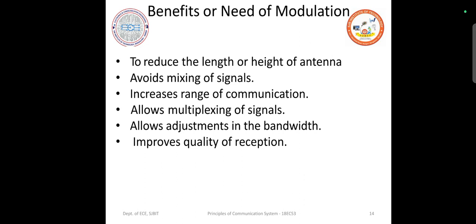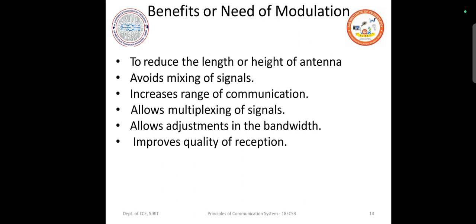because the moment I do a modulation, high frequency obviously comes into picture. High frequency would reduce the antenna height. Second thing is, it avoids mixing of signals. Suppose I have many signals together, and I have to transmit them all together, let us say three people are talking together, and all three people would like to transmit their signals as it is without modulation.